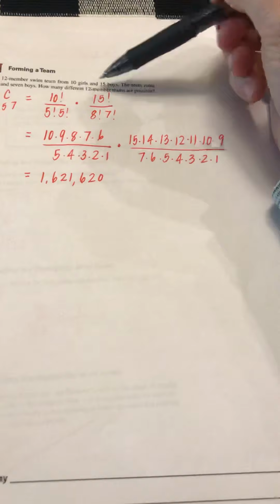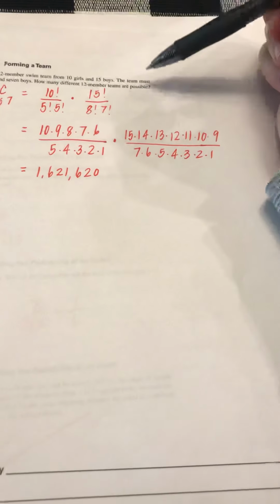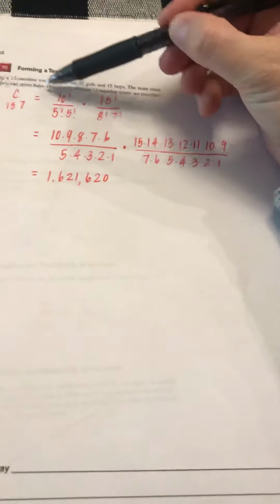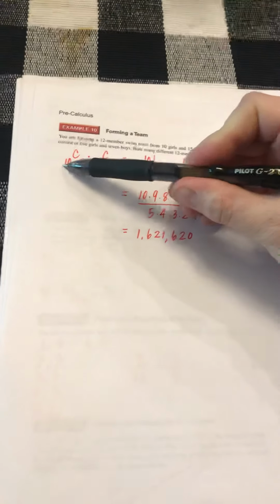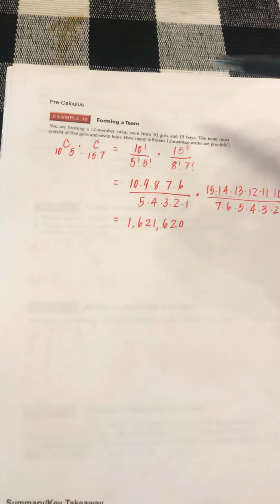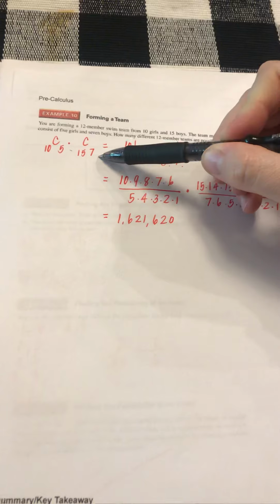Last problem, forming a team. I have a swim team, 10 girls and 15 boys. The team must consist of 5 girls and 7 boys. So I have 10 girls, I want 5 of them. I have 15 boys, I want 7 of them.